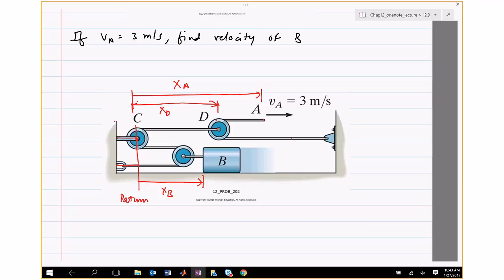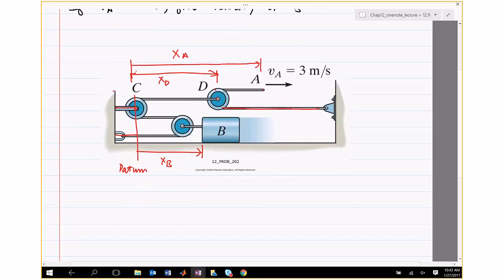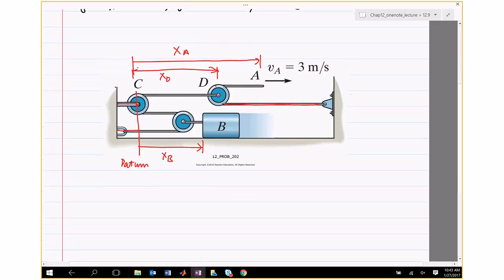Okay, so I've set this up. Now, am I missing something? Do I need to specify anything more? You mean this one? Yeah, I need to specify that. How will I go about specifying that? So let's call this point E.